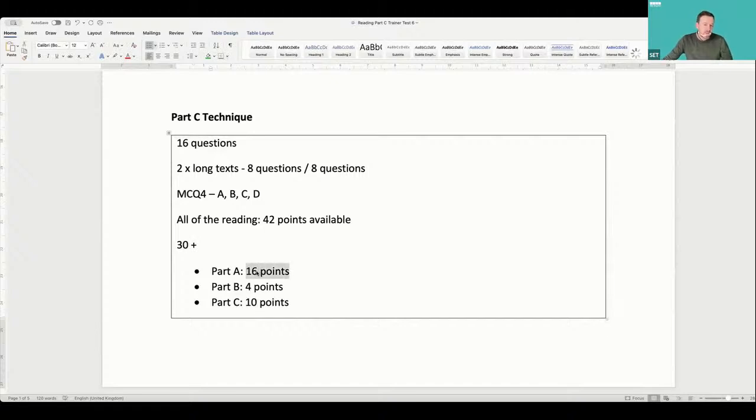Okay. I think that with the great technique that we've got for part A, you can get more than 16 points. I think you should be aiming for 18 points, guys. I really do. I know it's easy to say it, but this is what you should be doing. 18 points in part A, that takes us to 8.